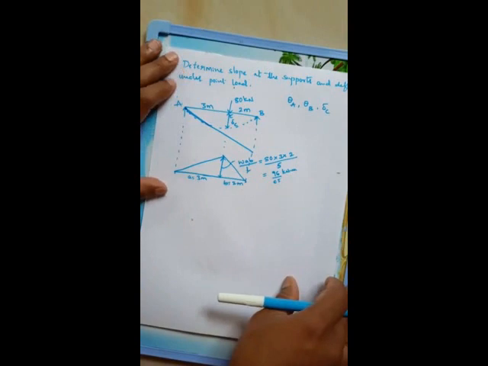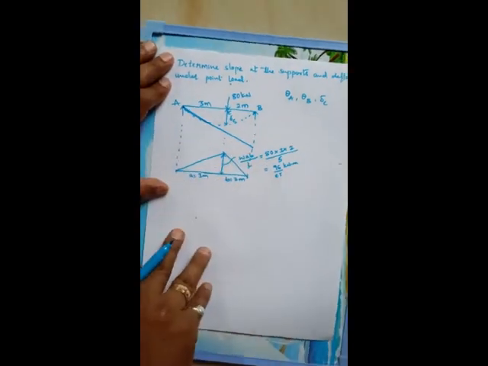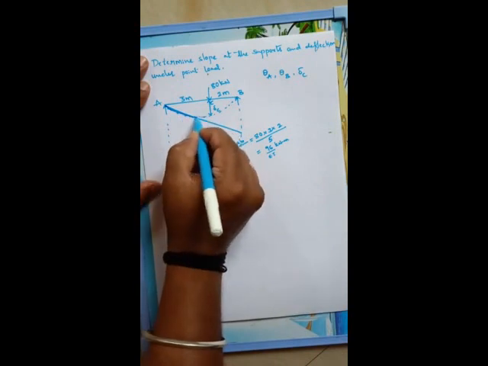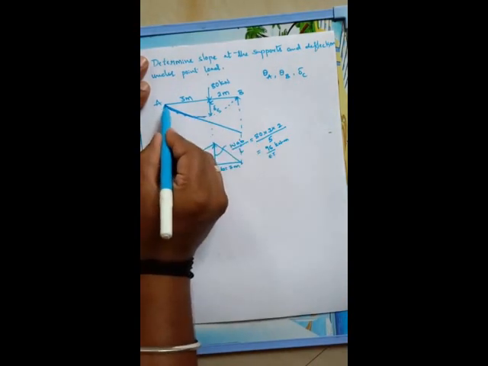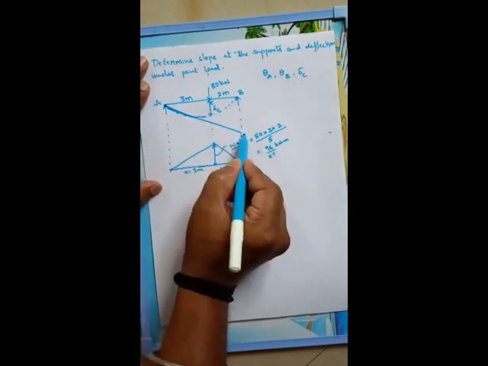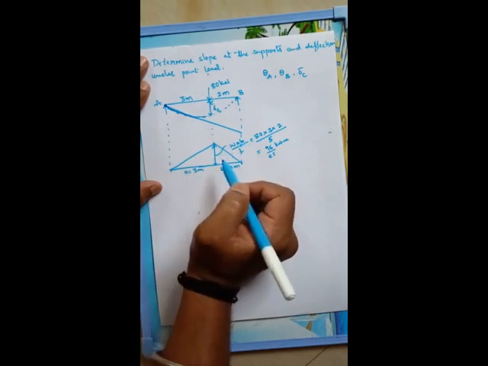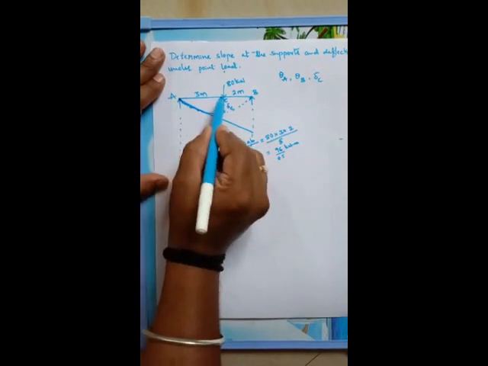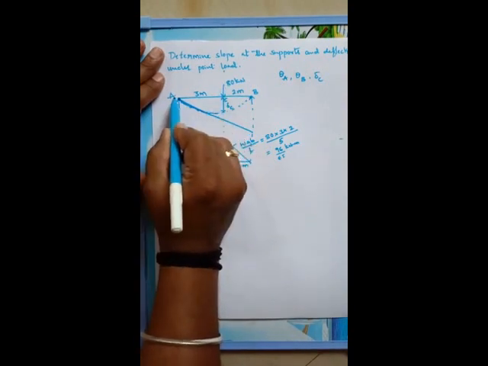Okay, straight line. So if I draw a tangent, it will be something like this. Okay, what I have done, so this is the elastic curve. I have drawn a tangent from point A. This is the tangent at A. Why draw the tangent at A? Because the distance of that point load is maximum from point A.